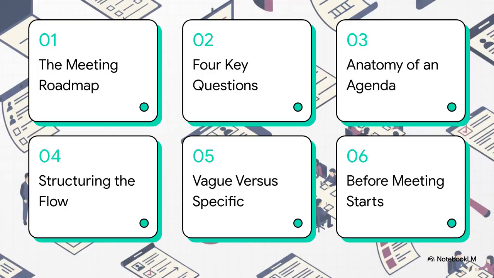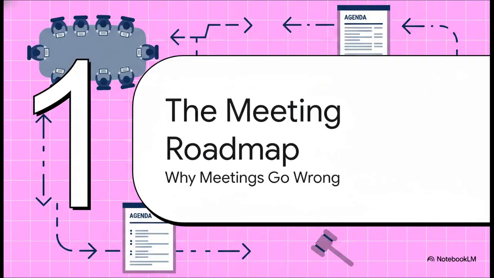To respect your time and keep us perfectly on track today, here's our own agenda for this explainer. We'll be hitting the meeting roadmap, the 4 key questions, the anatomy of an agenda, structuring the flow, vague versus specific items, and finally, what needs to happen before the meeting starts. All right, let's jump right into section 1, the meeting roadmap.